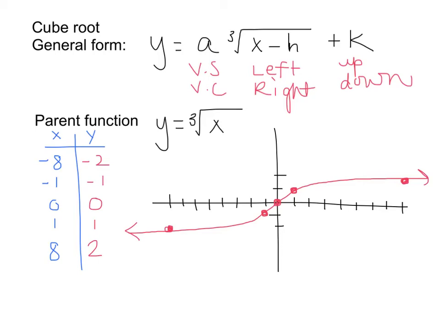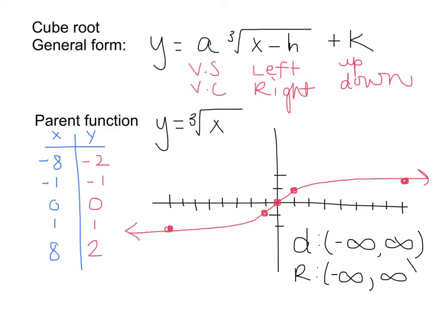Since there are arrows on either side, the domain is -infinity to positive infinity. Same thing for the range: nothing is going to keep it from growing, so it's -infinity to positive infinity.